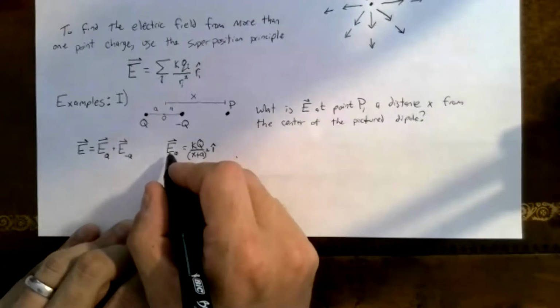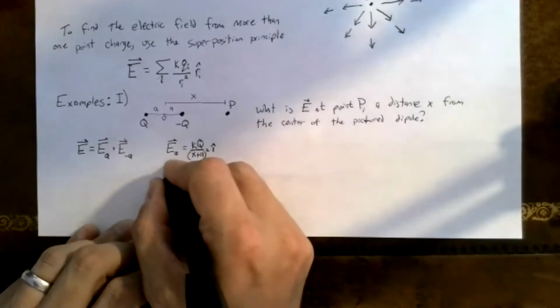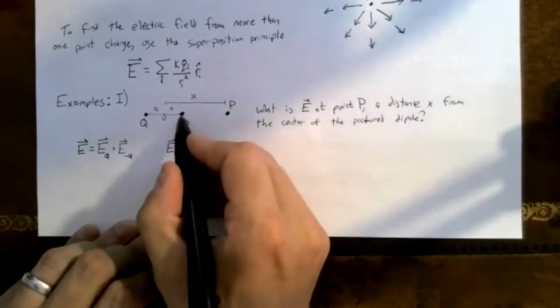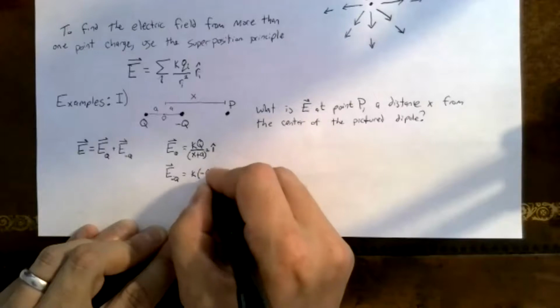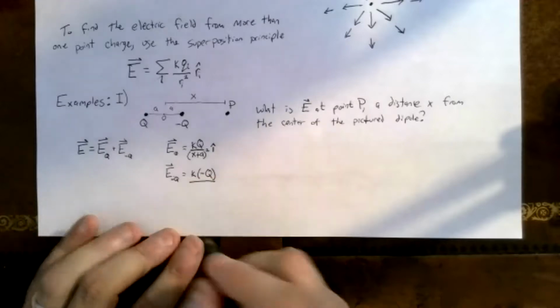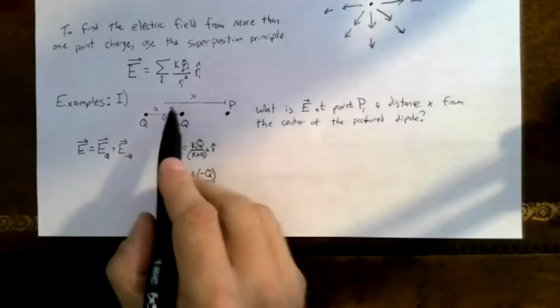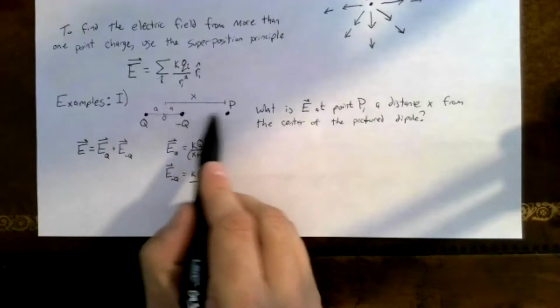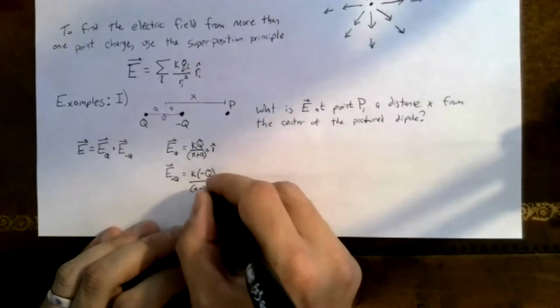We've got the other one, the electric field from the negative Q charge. That's going to be K times, this time it's negative Q. And what's the distance from our negative charge to point P? X minus A, right? If this distance is X, this distance here is X minus A. So in the denominator, I have X minus A squared.